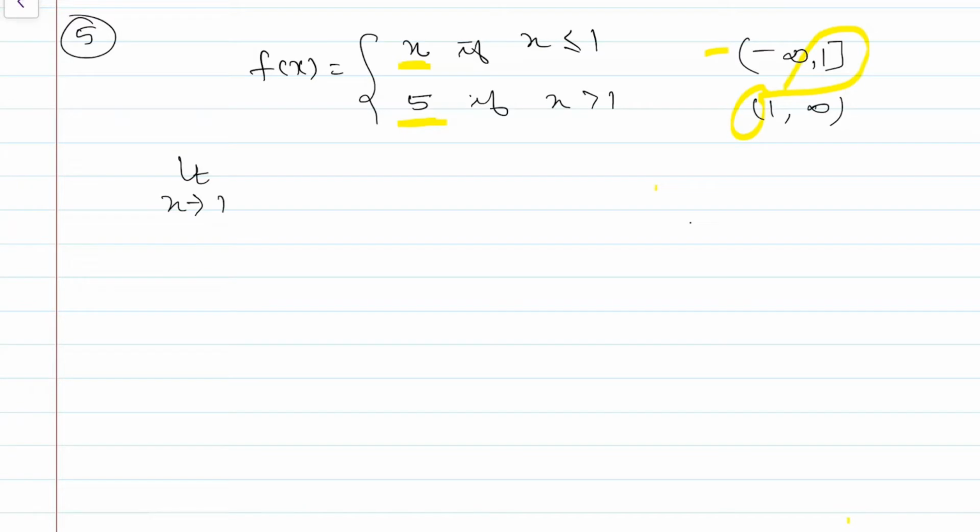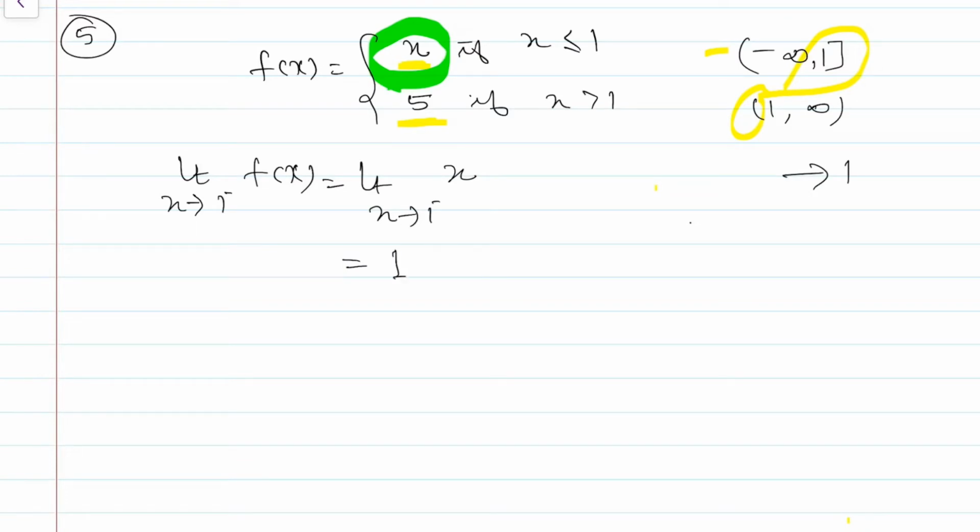Now the definition of the function is different on the left side as well as the right side of the function. So we'll find the left limit first. x tends to 1 minus means we are approaching 1 from the left side. f(x) will be equal to, we'll use this definition when x is slightly less than 1. So it is equal to limit x tends to 1 minus of x. This value will be equal to 1. This is the left hand limit.